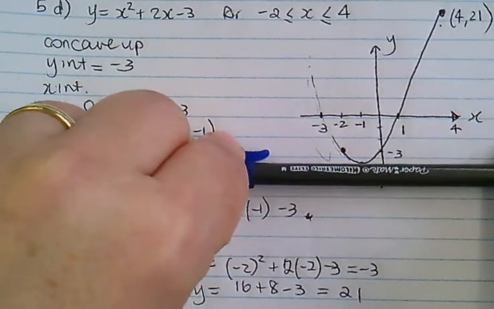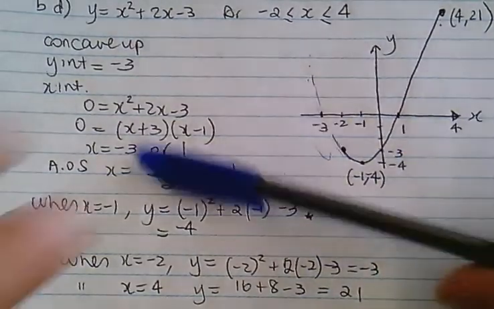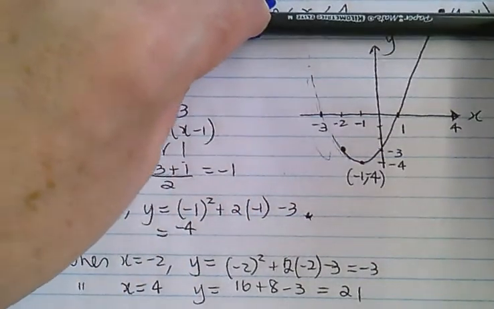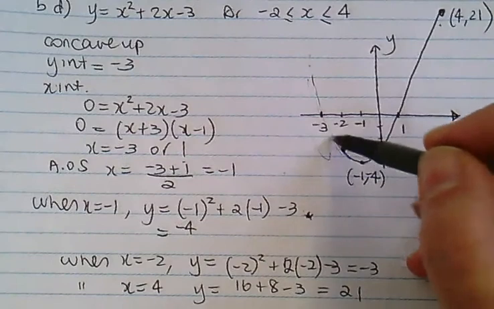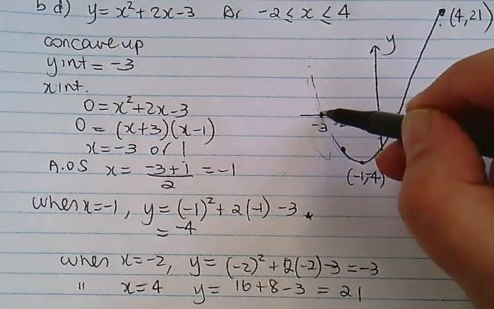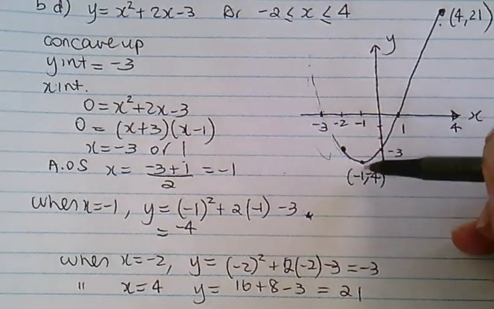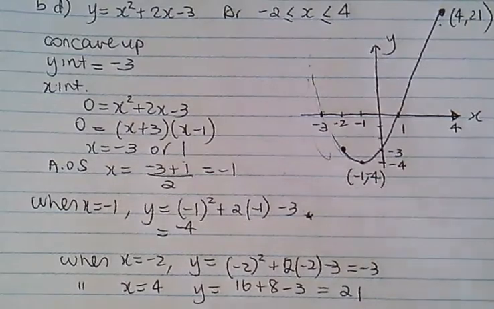Okay? So let's look at the range of values. What y values does this function take on? What's the lowest point? -4 up through to 21. Okay? Now, it wouldn't have mattered. Even if this function went from -3 to 4, it'd still be the same range of values. The lowest value for y is -4.